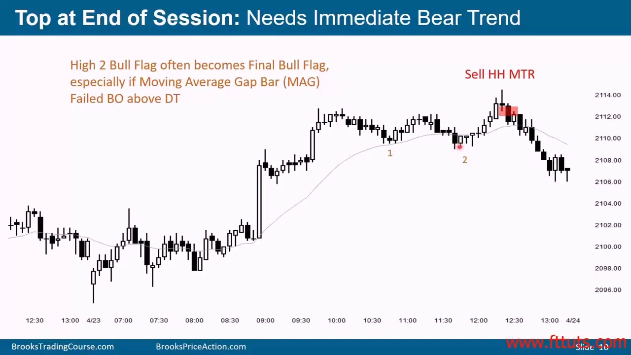We have gap bars, although you might not be able to see it. There's a gap between the high of this bar and the moving average, and then again here. When you get moving average gap bars late in a trend, they usually lead to a major trend reversal attempt around the prior high, and therefore that's another reason to be looking to sell here. MAG, moving average gap bars.